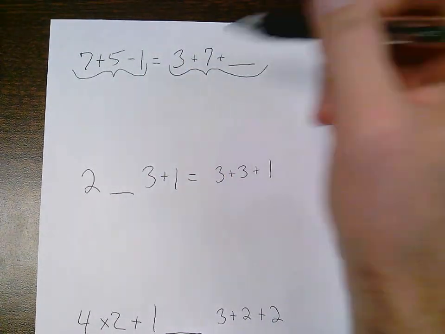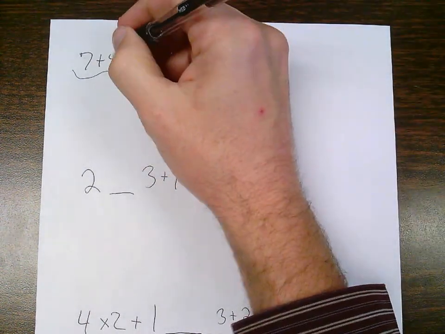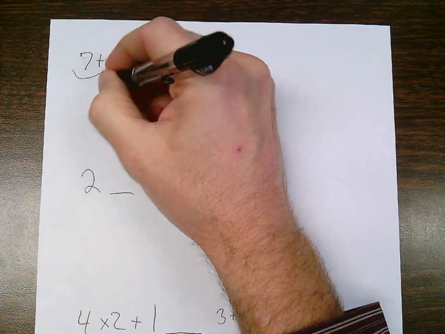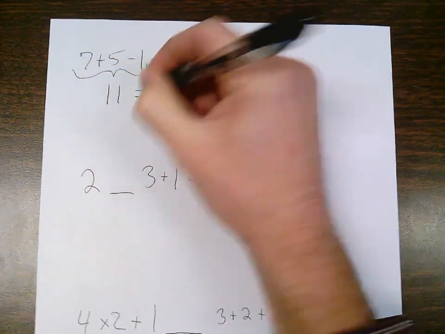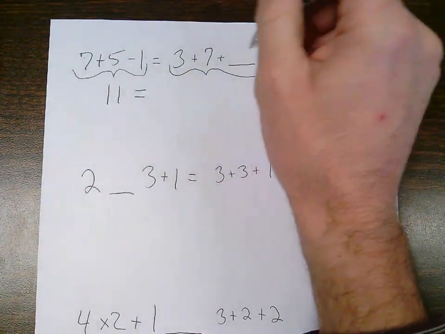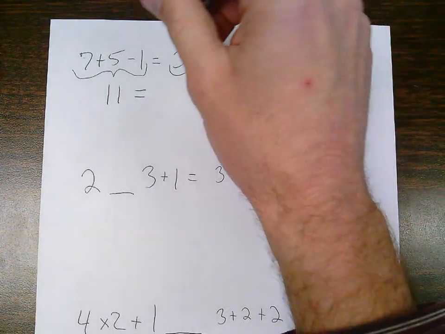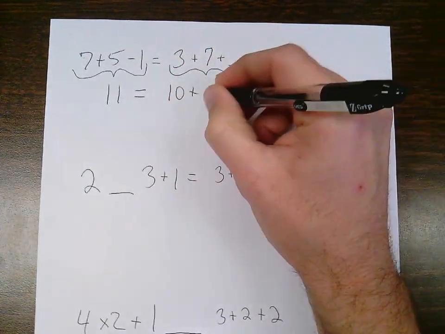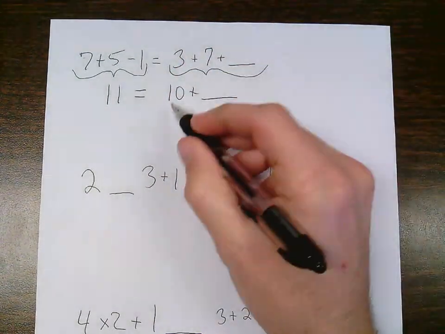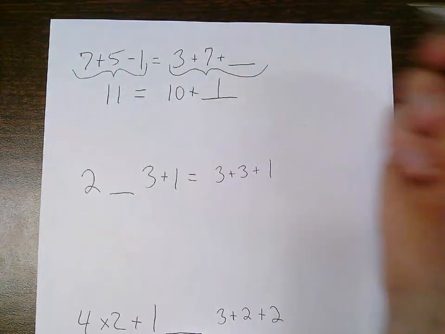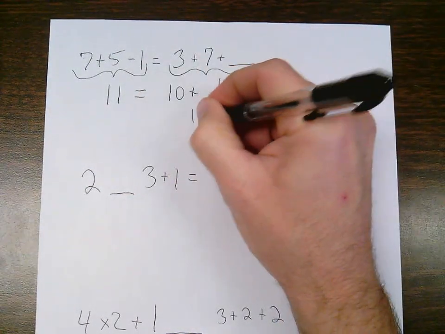So I'm going to do the side that I know. 7 plus 5 is 12, minus 1 is 11. So that side equals 11. Then I bring down my alligator, and I'm going to simplify the side that I don't know. So 3 plus 7 is 10. 10 plus something. So 10 plus something equals 11. 10 plus 1 is 11.